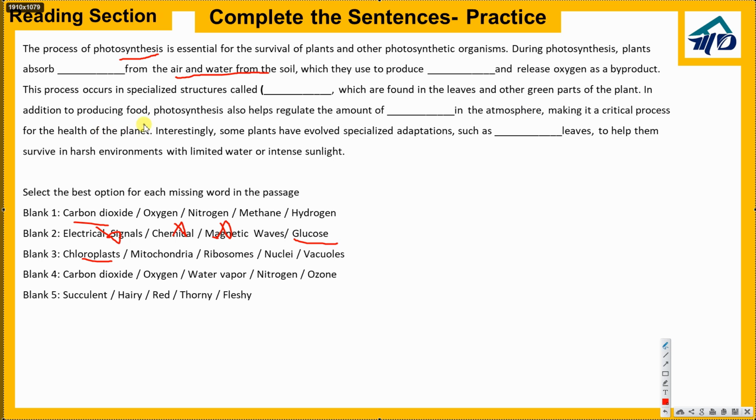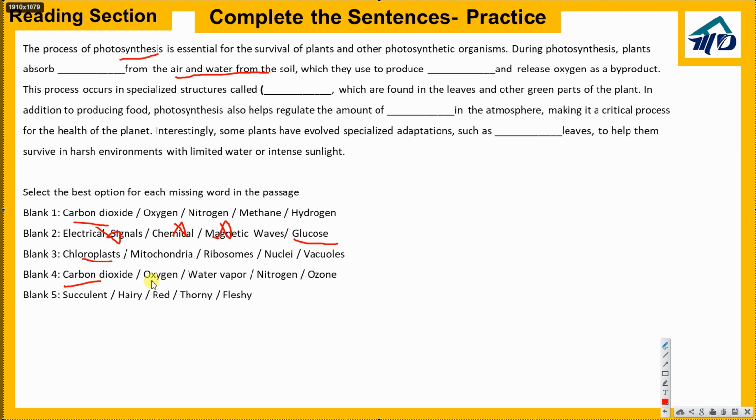In addition to producing food, photosynthesis also helps regulate the amount of dash in the atmosphere. Amount of what? Carbon dioxide in the atmosphere. Okay, it regulates carbon dioxide. That's why, although we are facing a problem, still it's not that much. What? Global warming.